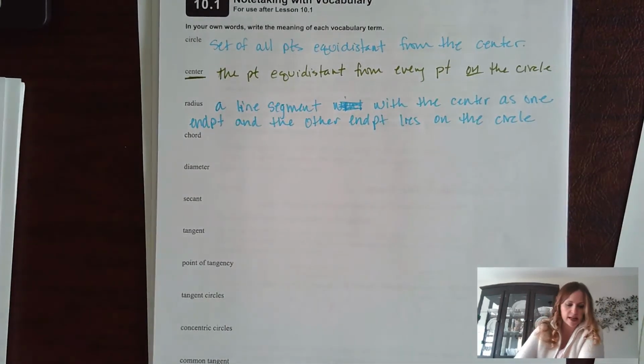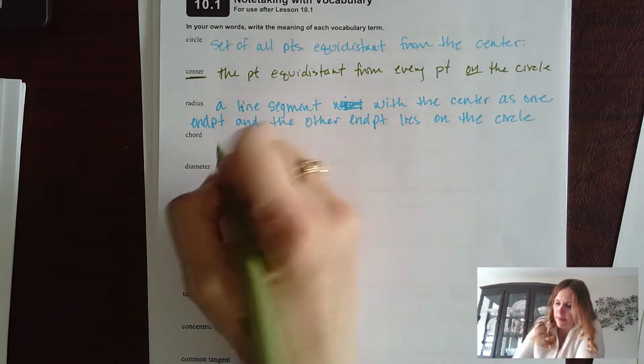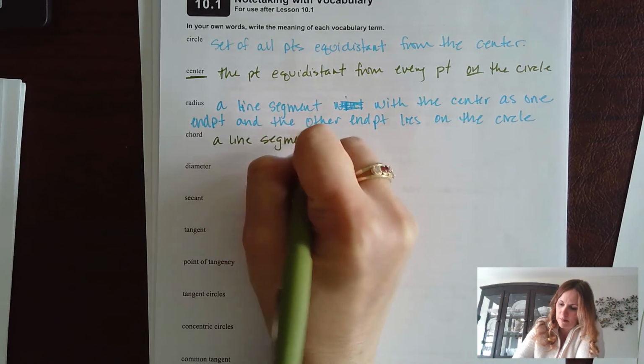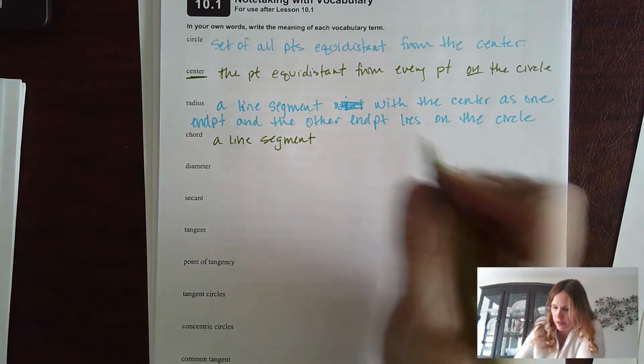All right, so let's go on to the next one. This one may be a new one for you. This is called a chord. So a chord is a line segment that has both endpoints on the circle.